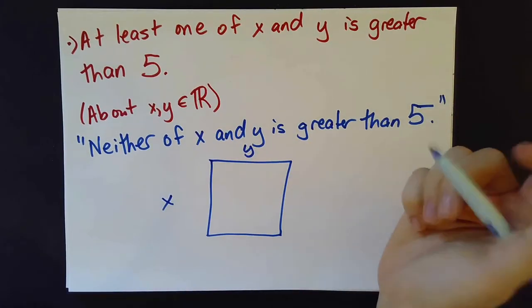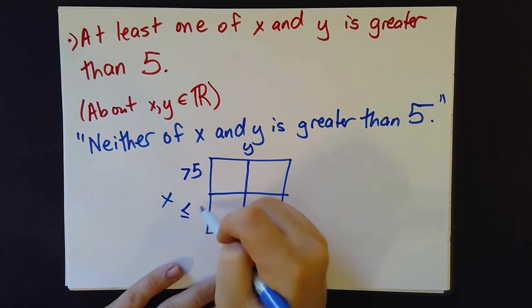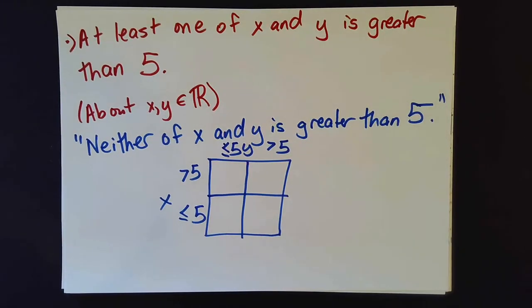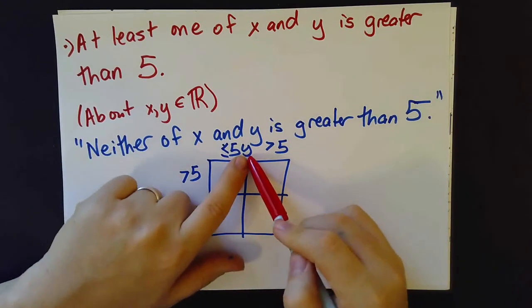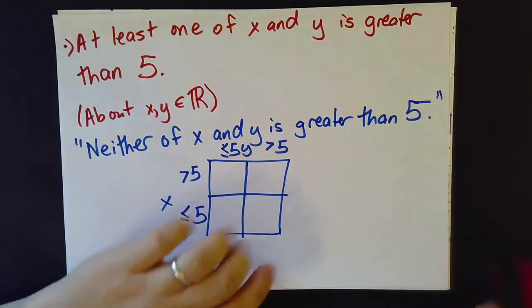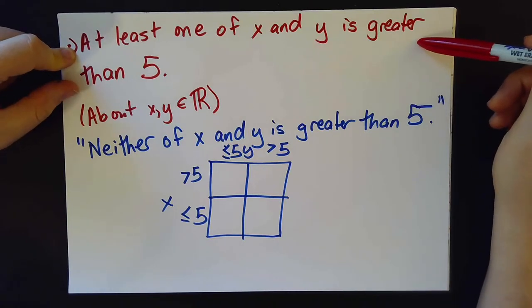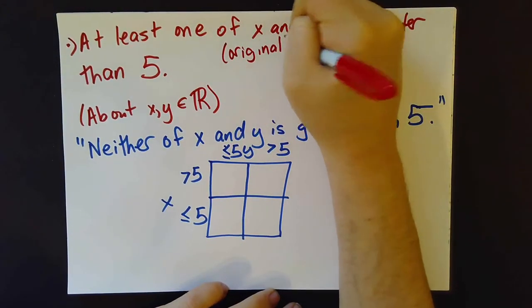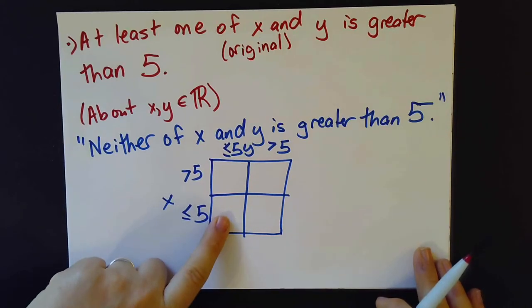Just to draw you a picture here, if I look at this and think of life as sort of split into four boxes, where X is either greater than 5 or less than or equal to 5, and Y is either greater than 5 or less than or equal to 5, then if I look at this first statement, so this is my original statement, my original statement is describing every box except this one. Right?